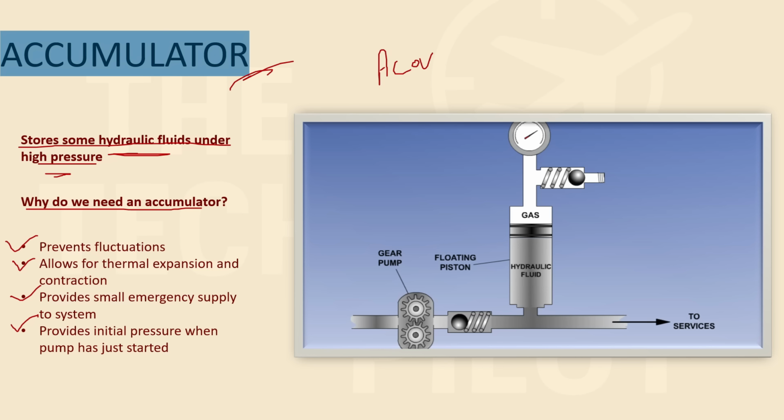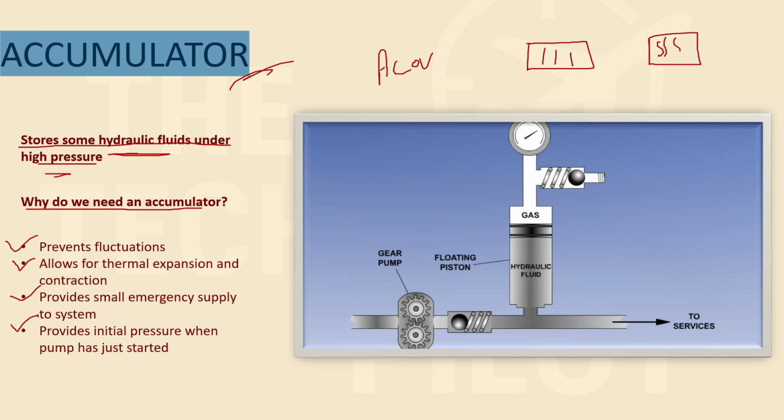ACOV is what? Automatic cutout valve. The pressure fluctuation that happens is again explained in ACOV, and the thermal expansion and contraction can be explained here because hydraulic fluids are temperature sensitive. So if you have a higher temperature, the fluid will tend to expand, and if the temperatures are low, the fluid will contract.